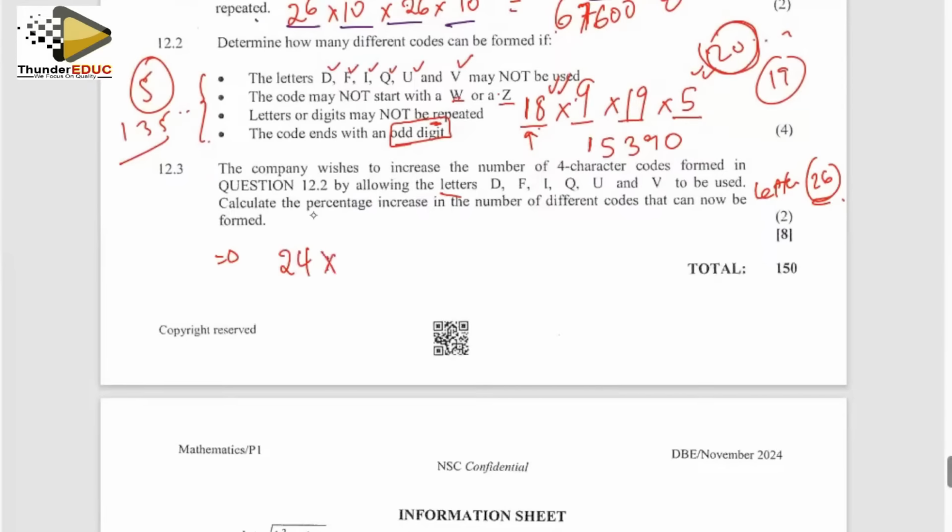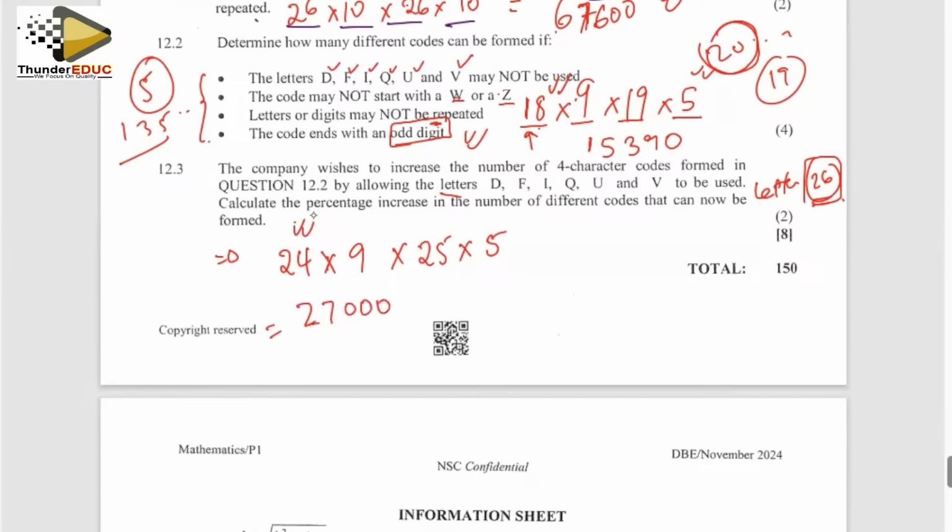And then with the digits, we said it's going to be a 9. And then out of 26, 1 digit is gone for the first place. We have 25 left. And then we shall have 5 to choose the last digit, since it's also going to be odd. So 24 times 9 times 25 times 5. What are we getting? 27,000.